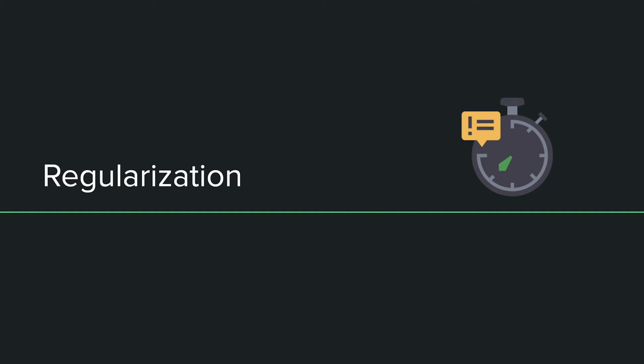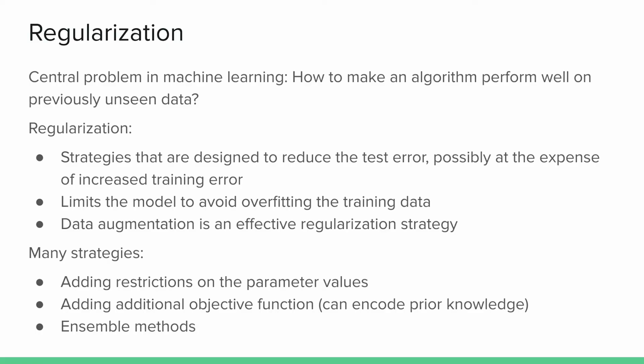Coming to the next topic, where we now tie our shoelaces: regularization. The central problem in machine learning is how to make an algorithm perform well on previously unseen data. We don't necessarily want the network to perform exceptionally well on the training data. We want it to work well on the test set and when we perform inference on new unseen data. Regularization is one technique that can help us achieve this more efficiently. Regularization is a set of strategies that are designed to reduce the test error, potentially at the risk of ending up with a higher training error.